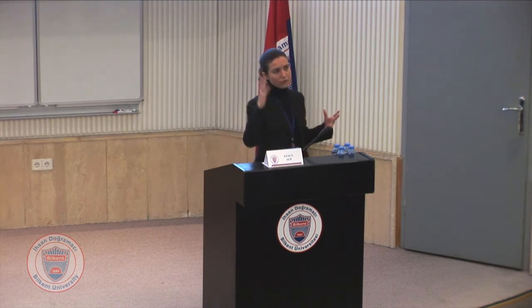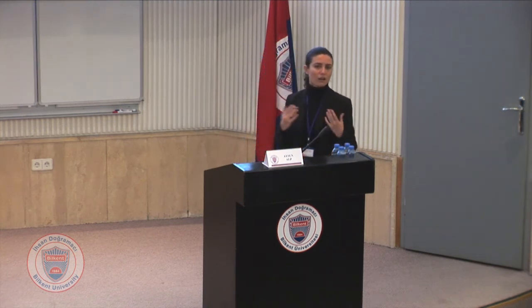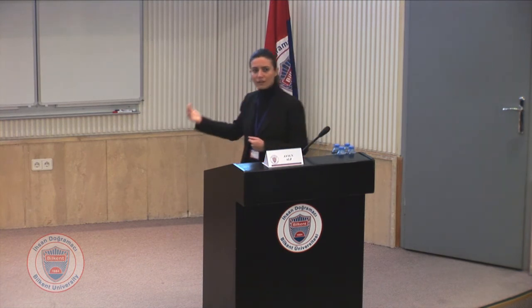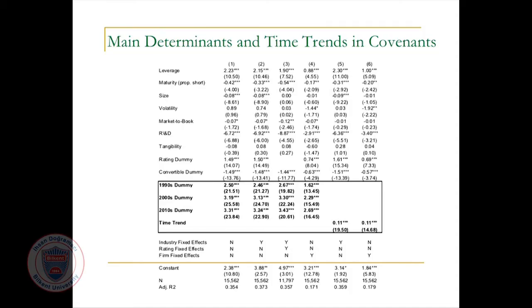And in the raw picture that I showed you, the pace of increase per year was about 0.17 covenants per year. And here, in the time trends, we can see that it's roughly 0.11. So from there, we can roughly calculate that the demand side factors can explain 30 to 40% of the increase in covenant trends.